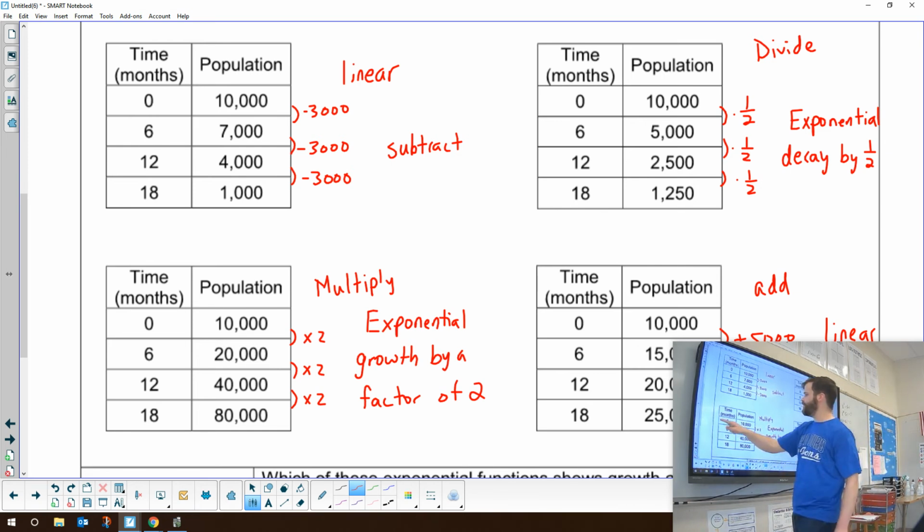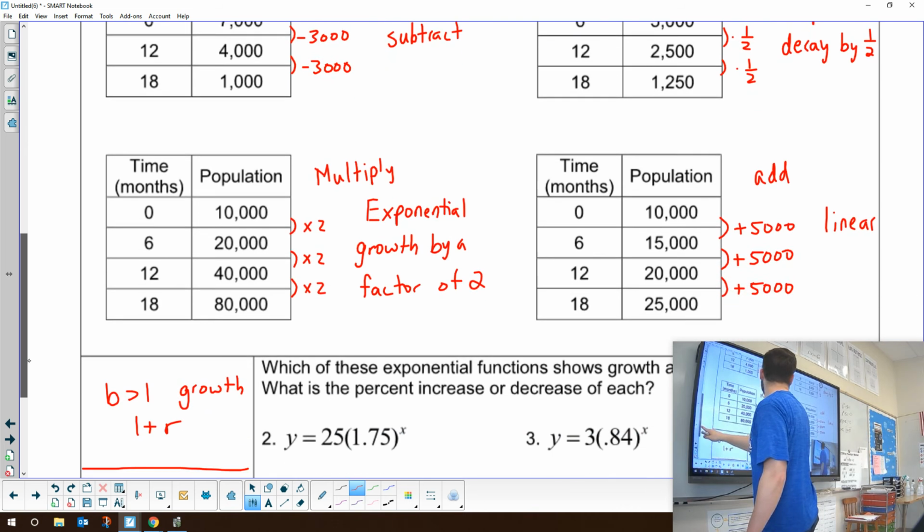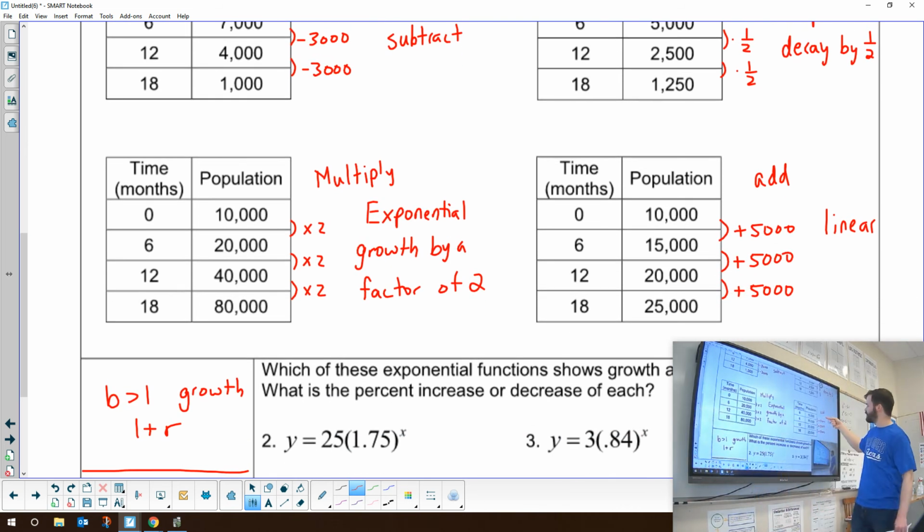And this last one here is a linear growth because if you look at this, we're going up by the same amount each time. So don't let that throw you off. We're used to these linear ones where we're going up by the same amount each time, but these exponential, we're either going down faster or up faster as we go.